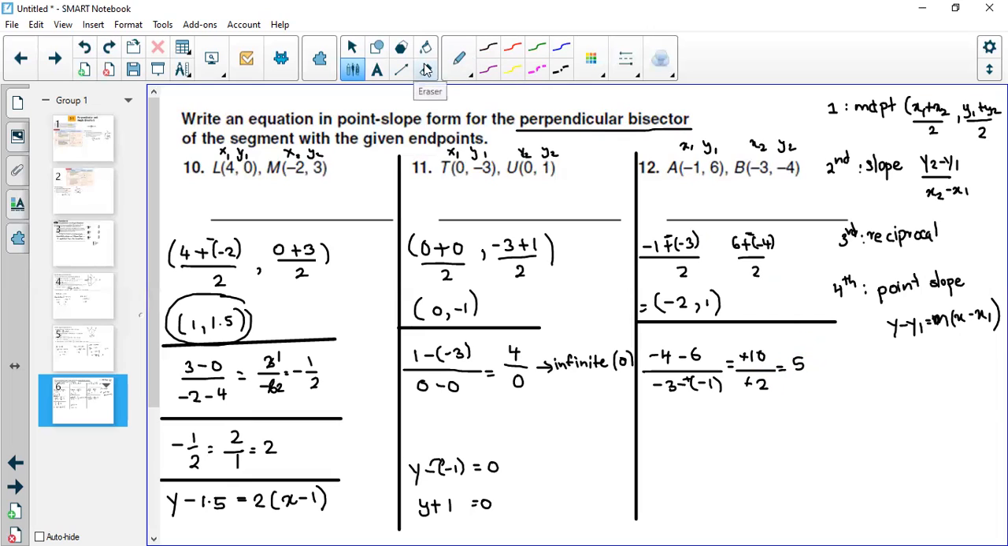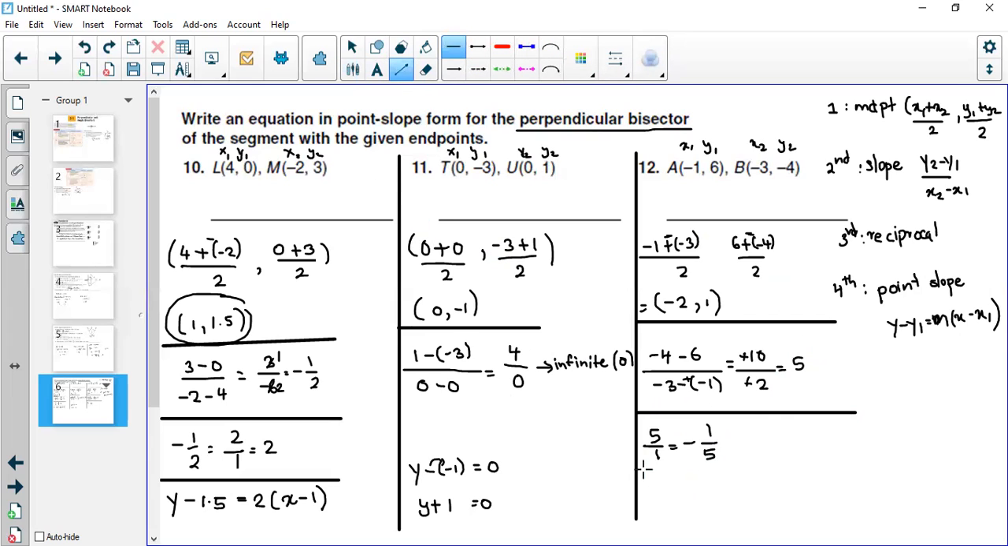So you're going to write the reciprocal of this. The reciprocal of 5 is going to be, so 5 is usually written as 5 over 1. So the reciprocal is going to be negative, because positive becomes negative, and then 1 over 5. The number flips, the sign flips. That's reciprocal. Okay, the final step is to write the point slope form.